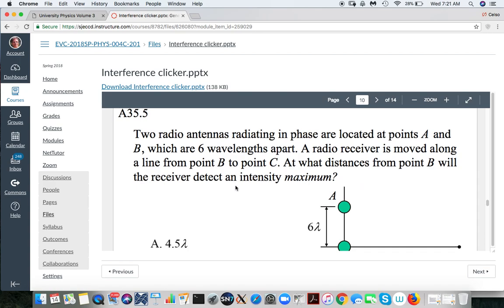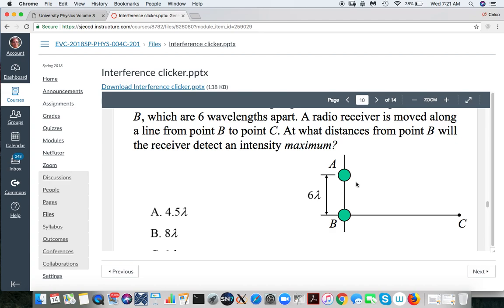You have two radio antennas. This is basically a double slit, right? They are in phase, so we're pretty much coherent, located at point A and B, and they are separated 6 wavelengths apart. A radio receiver is moved along a line from point B to point C. At what distance from point B will the receiver detect an intensity maximum?